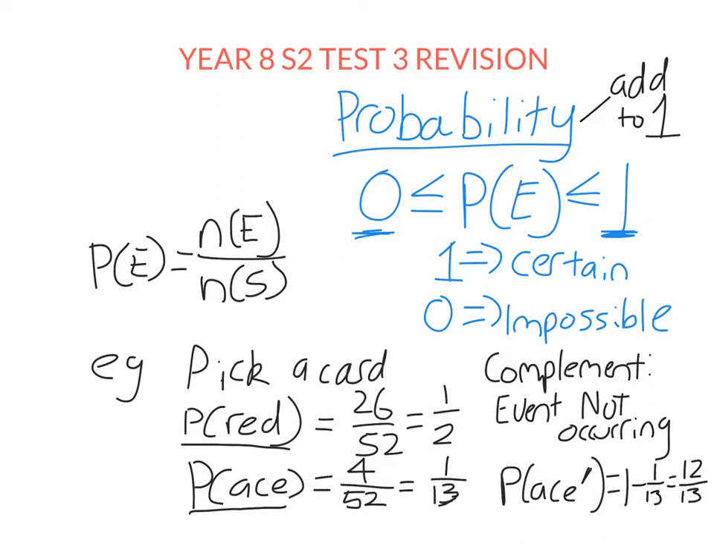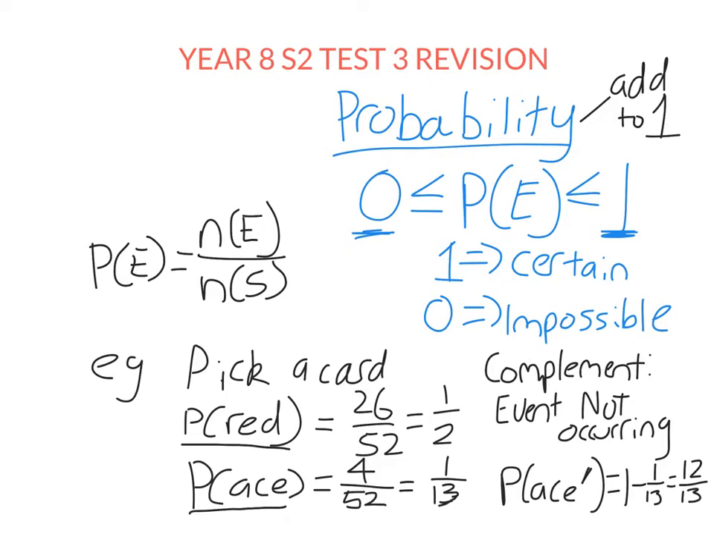It's important that we make sure the complement is just the event not happening. For example, if the event is that you get an A in your maths test, the complement isn't that you get a B. The complement of you getting an A is that you don't get an A. So you could get a B, C, D, or E. Just make sure we understand that. The complement is just the event not occurring, and the probability that an event does not happen is 1 minus the probability that it does happen.